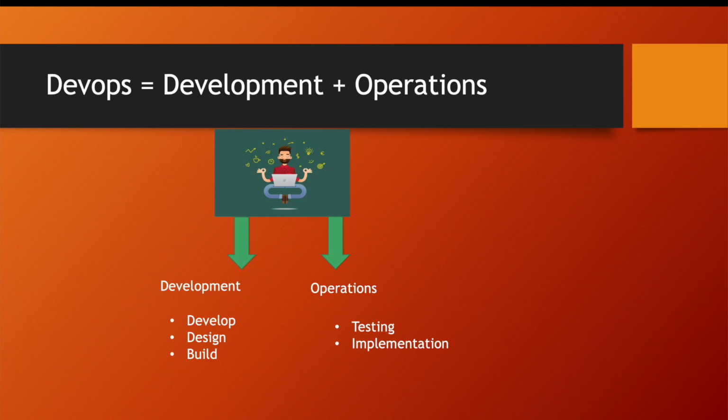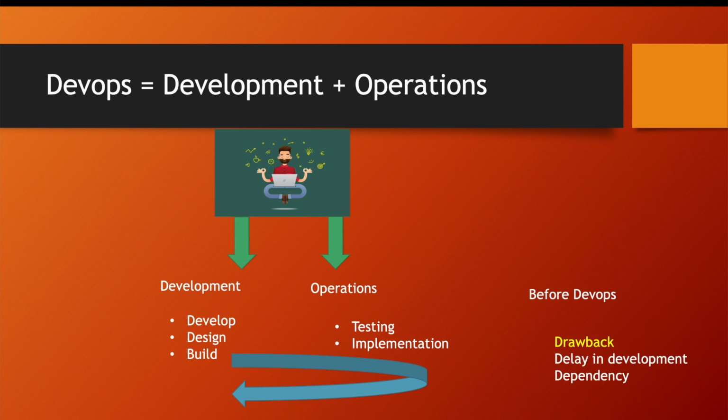Operation team will share the feedback of any bug after testing to the development team, and this in turn will extend the timeline and delay the software development lifecycle process. Means, in short, both development and operation team are not able to work parallelly. They have dependency on each other, and this in turn is resulting into the delay in the process of software development. Okay. So what if development and operation team collaborate and work together?